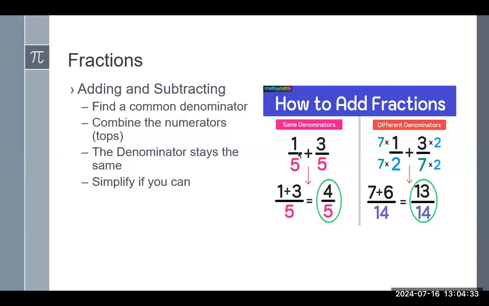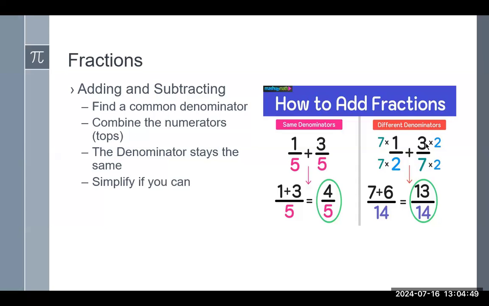We have 1/5 plus 3/5. Well, you just combine the tops, so that's 1 plus 3, that's 4. Now you have 4/5. Now, if you have different denominators, your goal is a little different. You have to get the same denominator, then add them.